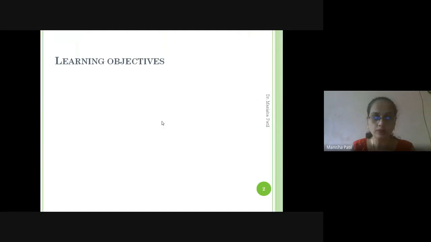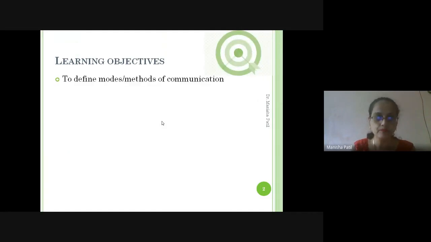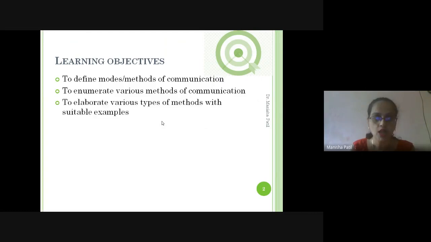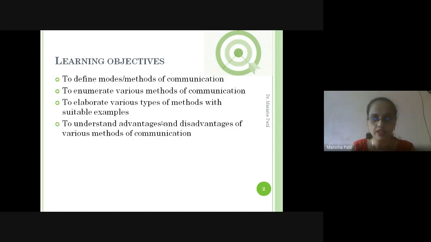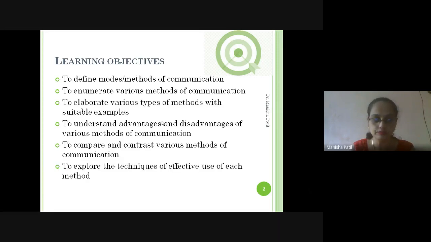So, our learning objectives are to define modes or methods of communication, to enumerate various methods of communication, to elaborate various types of methods with suitable examples, to understand advantages and disadvantages of various methods of communication, to compare and contrast various methods of communication, to explore the techniques of effective use of each method.